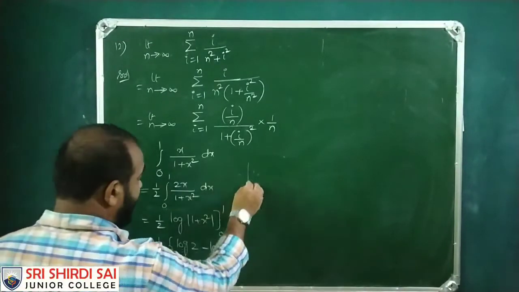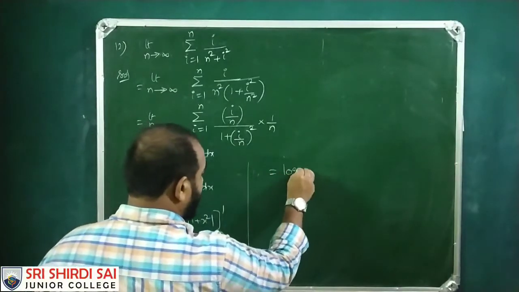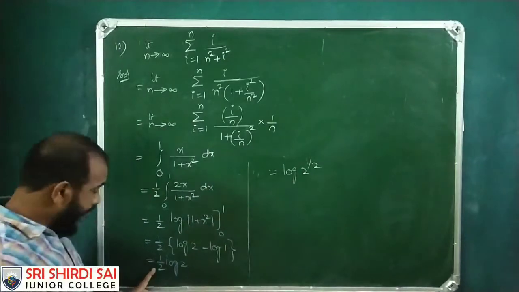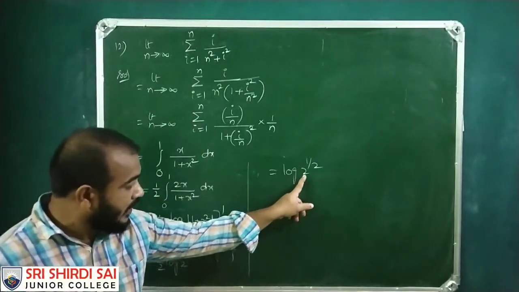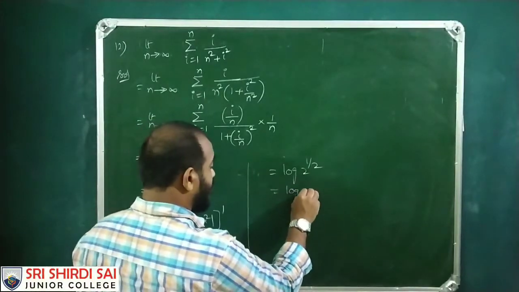Further we can write it as log 2 to the power 1 by 2, because m log a is log a to the power of m. So 2 power 1 by 2 is root 2, giving log root 2.